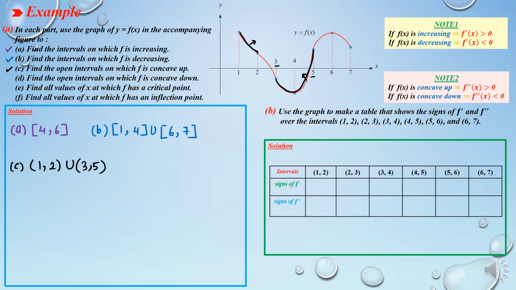Now in part D you have to find where the function f is concave down. This is part D, and the function is concave down in these intervals. The first interval from 2 to 3, and the second interval from 5 to 7.